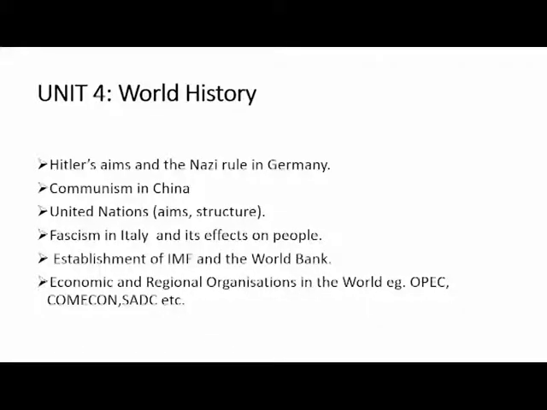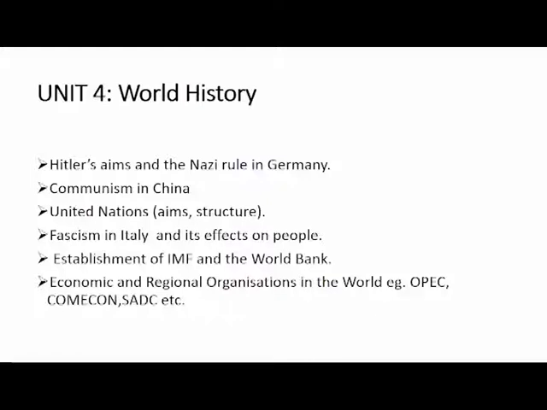There were structural adjustment programs introduced by the IMF and the World Bank. The last point here, the world history, is on the economic and regional organizations in the world. Now, what do we mean by these economic and regional organizations in the world? These are the organizations that were specifically set up for specific reasons, like economic reasons, or for a specific region.